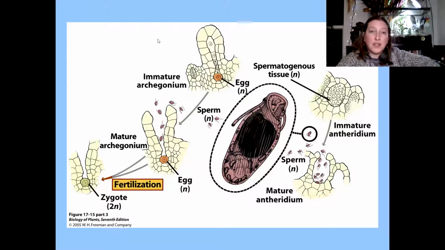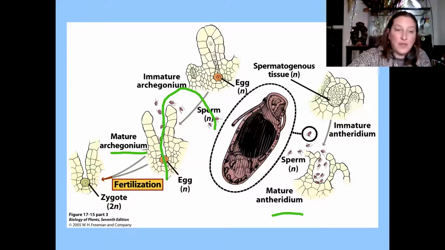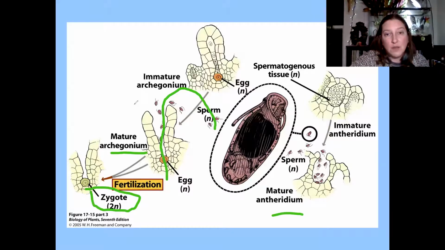So this is just, look at this, this is a plant sperm, right? So mature antheridium is going to make sperm. Mature archegonium will have an egg in it. Eventually sperm is going to swim and fertilize the egg. And when that happens, you go to your 2N zygote, which is the beginning of the sporophyte generation.